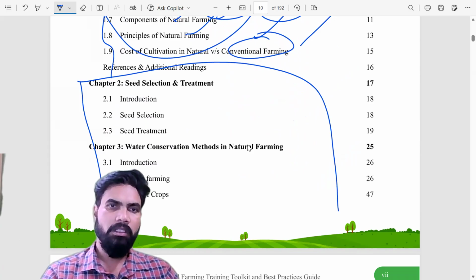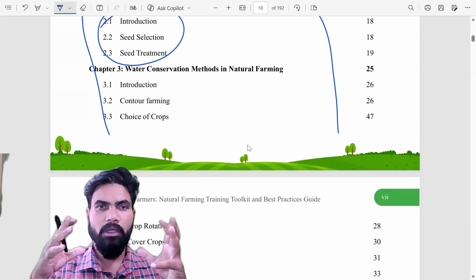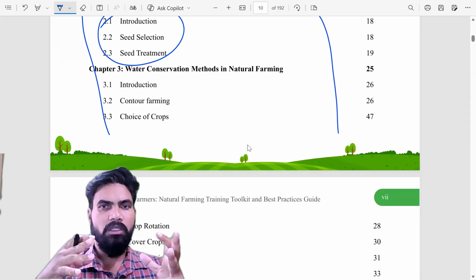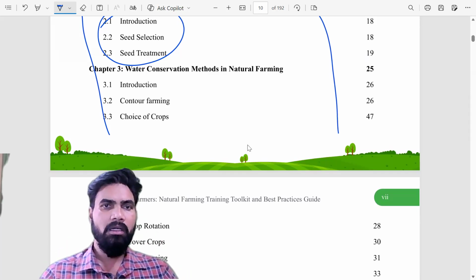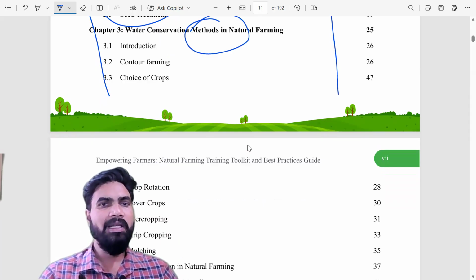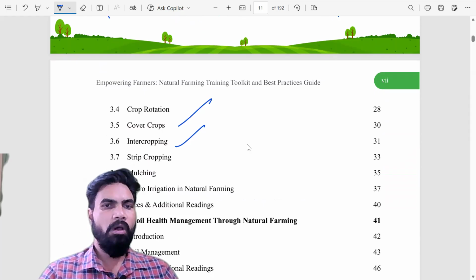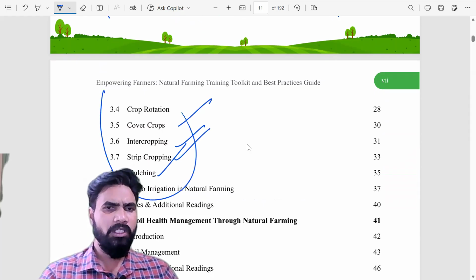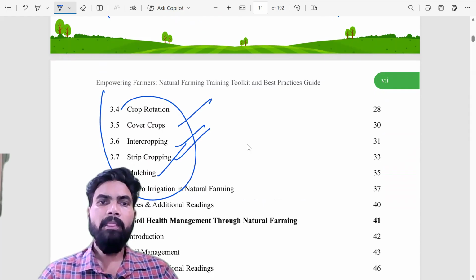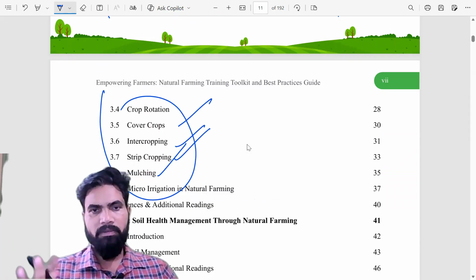Then you can read this particular portion, chapter 2, you can completely ignore. Then if you want to know in depth about the natural farming, then you can go on and read the rest of the chapters, like chapter 3, water conservation measures in natural farming. In this video, just we will glance through the measures like contour farming, choice of crops, crop rotation, cover crops, intercropping, strip cropping, mulching. I think all these things you might have read already as part of your environment preparation. I believe that, but still we will glance.